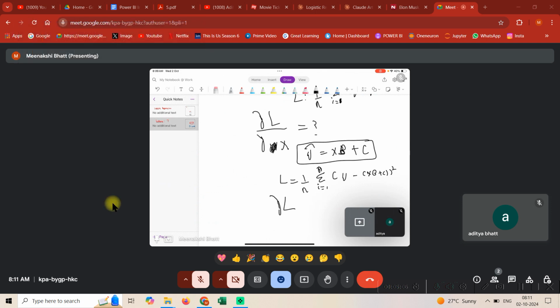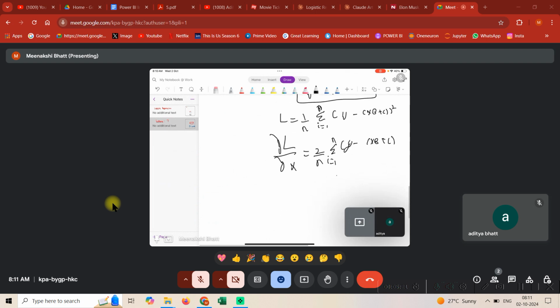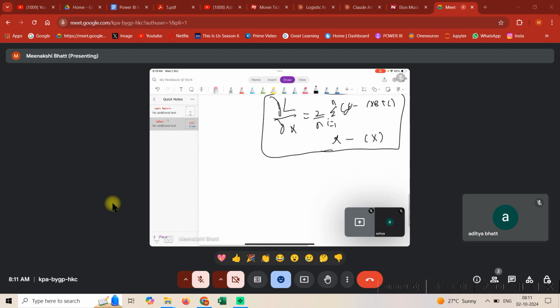The rate of change of loss with respect to x would be, first of all, this 2 will come over here, 1 by n times y minus xb plus c, into minus x. So guys, see how I was able to compute its derivative. This is what happens in back propagation.